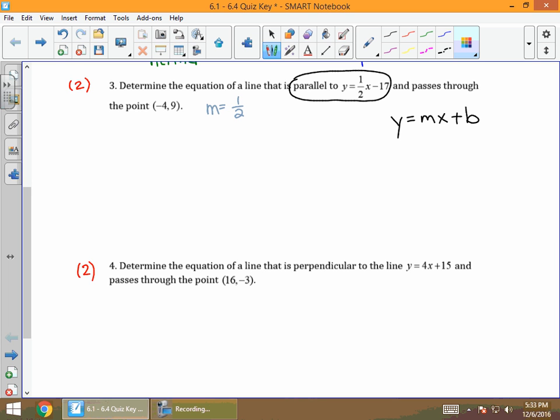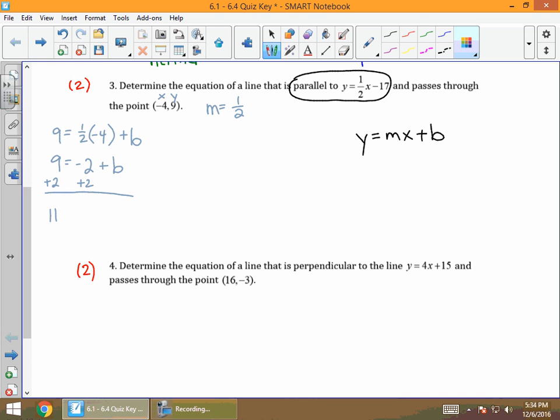I'm going to use this y equals mx plus b formula. So I'm going to put it over here just so I can see. I have a point that has an x value and a y value, and that's right where I'm going to put them. So in for y, I'll put a 9 equals the m I know is 1/2, the x value is -4, plus b. Okay, so that's 9. Half of -4 is -2 plus b. Get b by itself by adding 2. So that's 11 is equal to b.